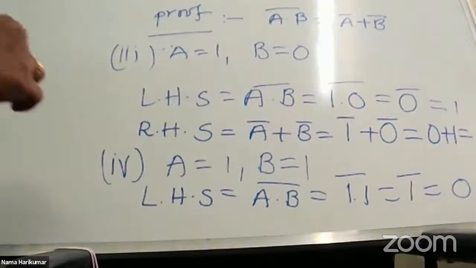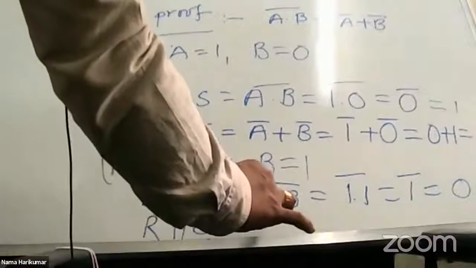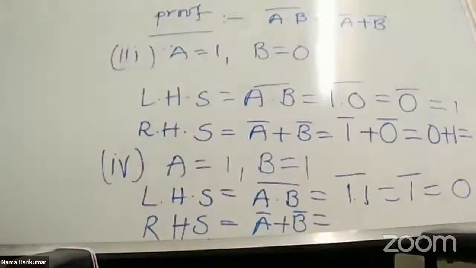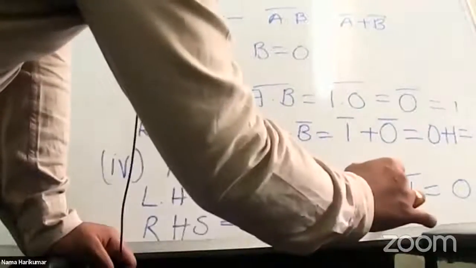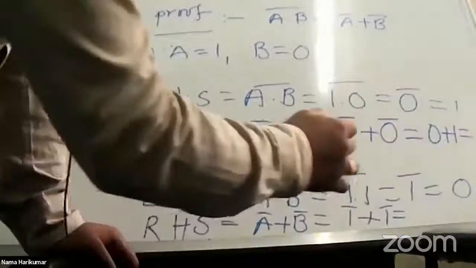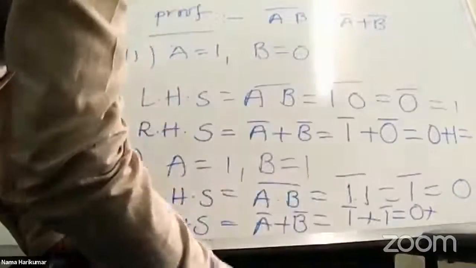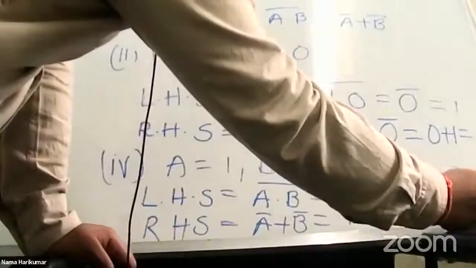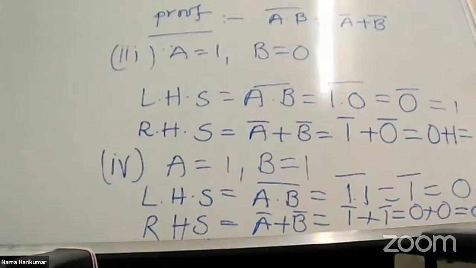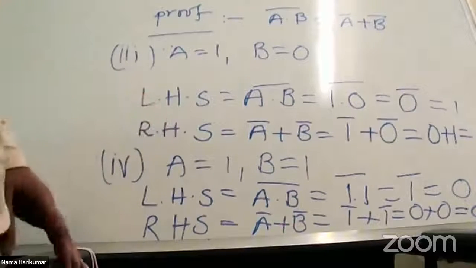So next one, the RHS value. RHS is A complement plus B complement. A value is 1 complement plus B value also 1 complement. 1 complement is 0 plus, again 1 complement is also 0. Finally 0 plus 0 is 0. So the LHS and RHS values are 0 and 0. When you put A equal to 1 and B equal to 1, you get the LHS and RHS values as zeros. So that means LHS equal to RHS.